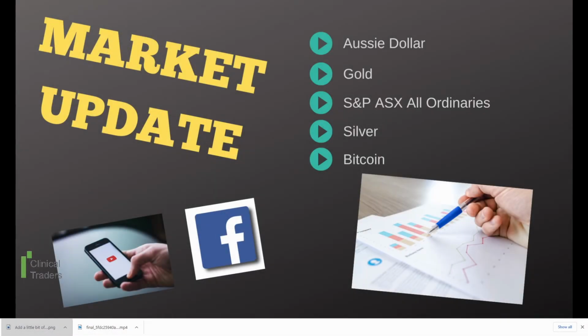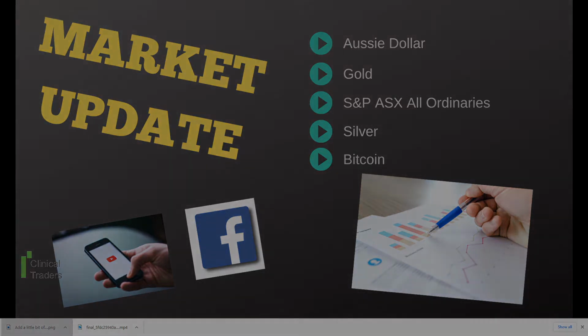Today we're going to look at the Australian dollar, gold, the S&P ASX All Ordinaries, silver and Bitcoin. So stay tuned and enjoy.